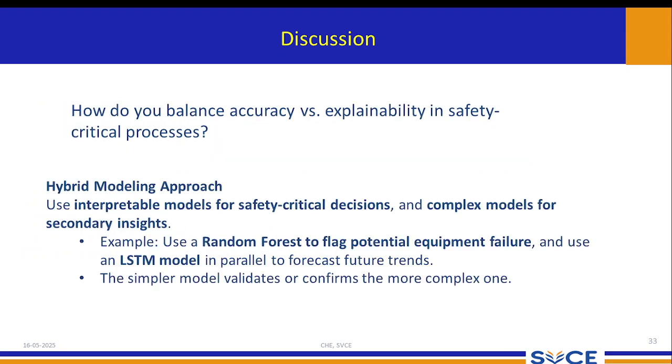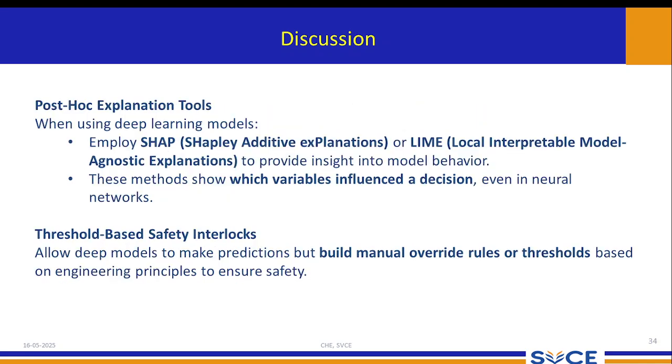Coming to how you balance accuracy versus explainability in safety-critical processes. The hybrid modeling approach: use interpretable models for safety-critical decisions and complex models for secondary insights. For example, use a random forest to flag potential equipment failure and use a long short-term memory model in parallel to forecast future trends. The simpler model validates or confirms the more complex one.